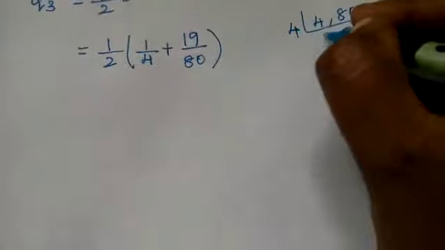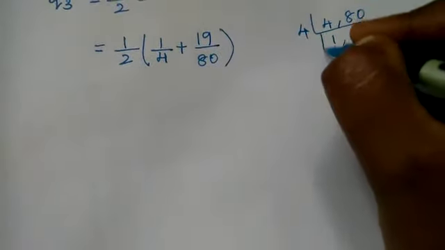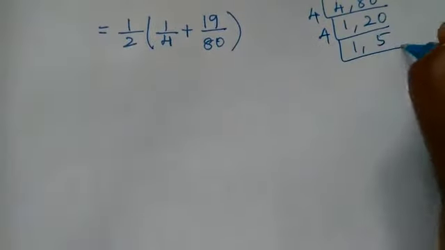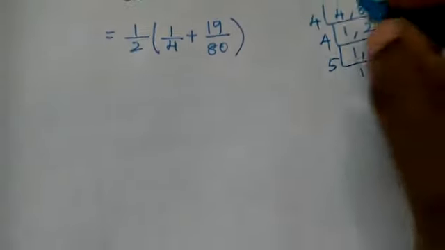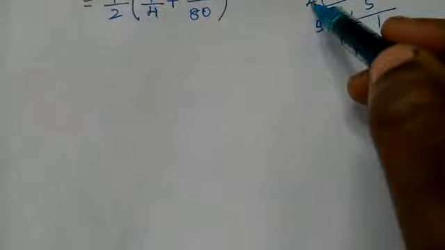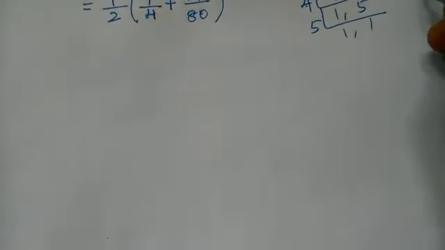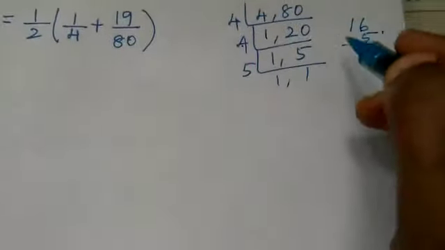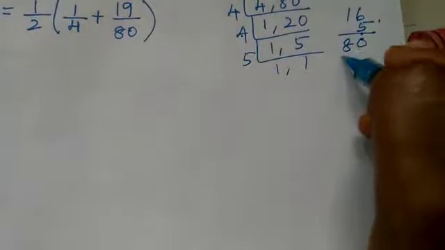Now we take the LCM. 4 and 80. 4 fours are 16, 16 fives are 80. Now 1 by 5 is 5. So 5 plus 3 by 80. So what is the LCM? 80.